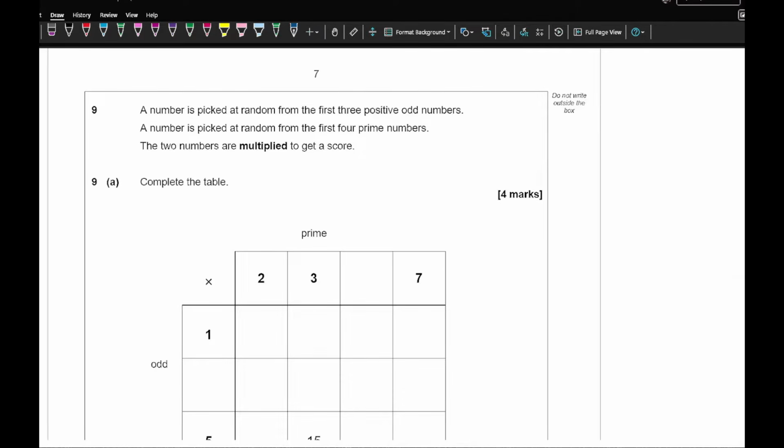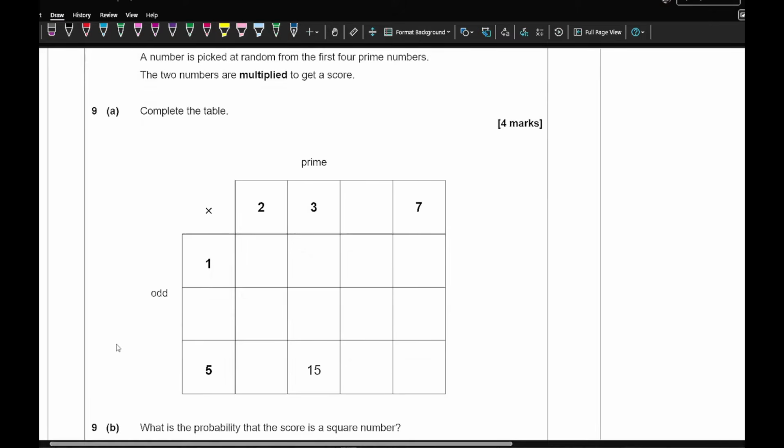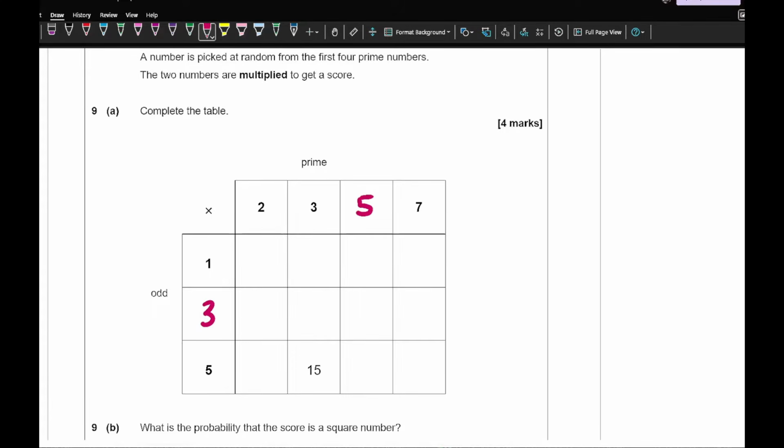Then moving on to question 9, it says a number is picked at random from the first 3 positive odd numbers, and a number is picked at random from the first 4 prime numbers. The 2 numbers are multiplied together to get a score. Complete the table. So the first 4 prime numbers are 2, 3, and the missing number there is 5. And the first 3 odd numbers are 1, 3 and 5, so all we then need to do is complete the grid by multiplying.